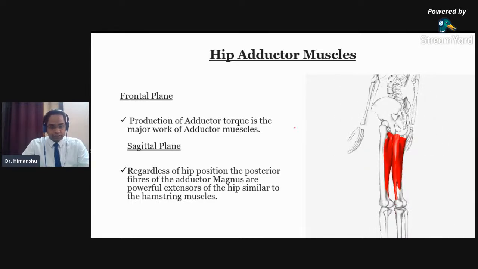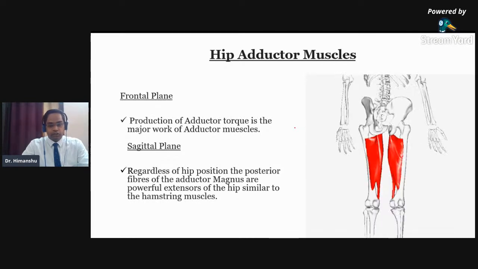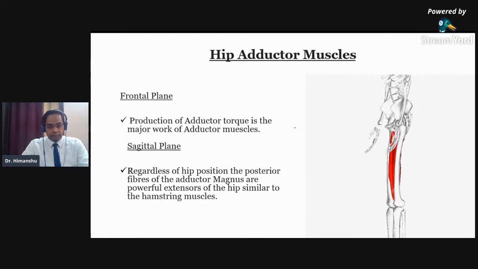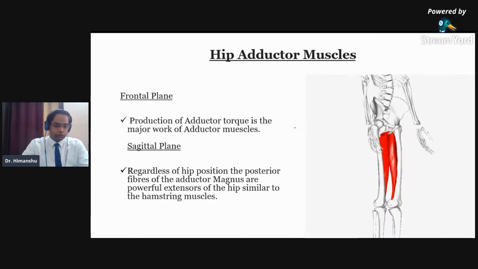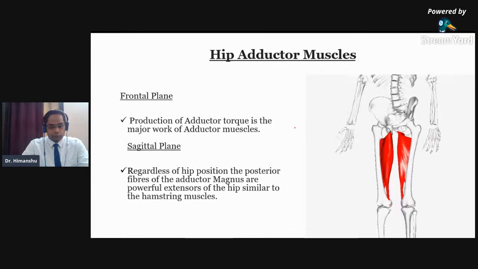You can very beautifully see this moving diagram, where you can see the proximal attachment of the adductor muscles, and also the distal attachments. You can see the adductor magnus and adductor longus very differentially over here.